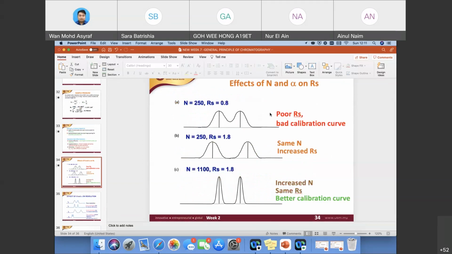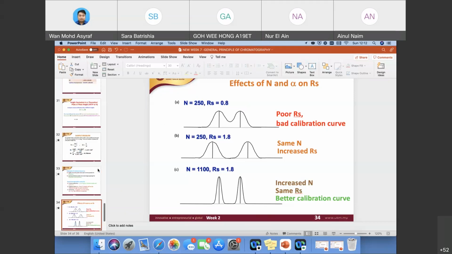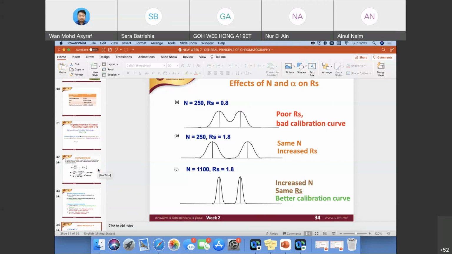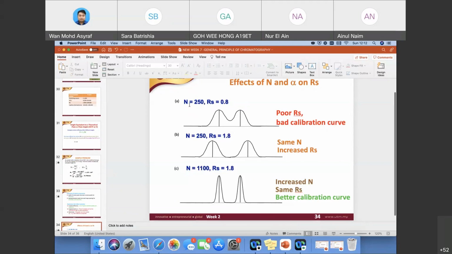Effect of plate number, effect of N onto the alpha selectivity, saya pun dah lupa dah. Yes, separation factor, selectivity factor, and onto the resolution. Now we look at here. N, the number of plates, is 250, but the resolution is 0.8. So you can see that the resolution is bad because it has not achieved 1.5. So poor resolution, bad calibration curve.